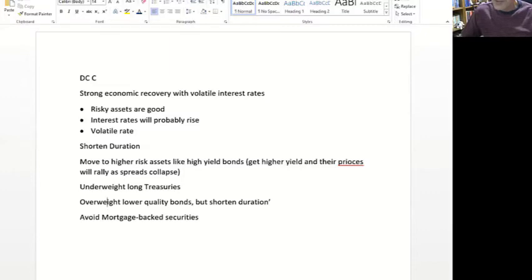You don't want long treasuries. They're going to fall when interest rates rise. You don't want mortgage-backed securities. They're going to struggle if interest rates are volatile.